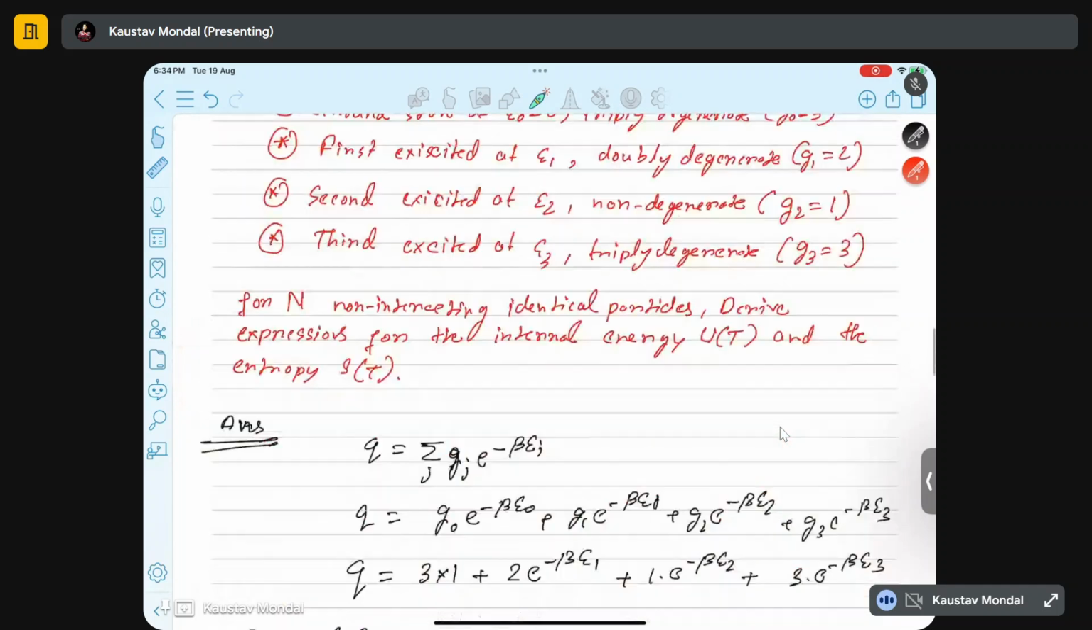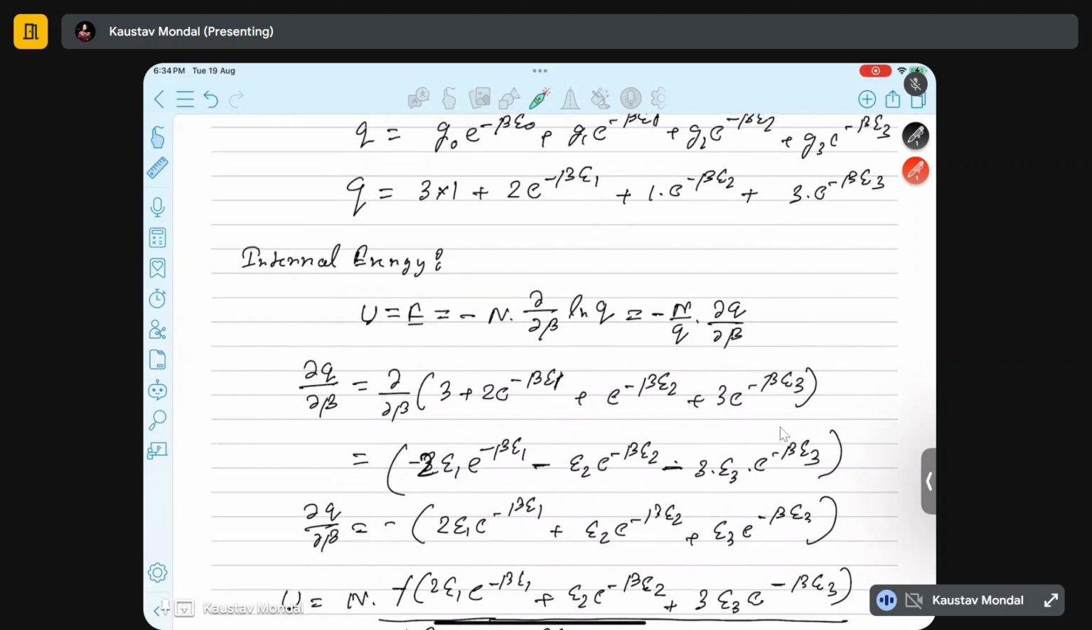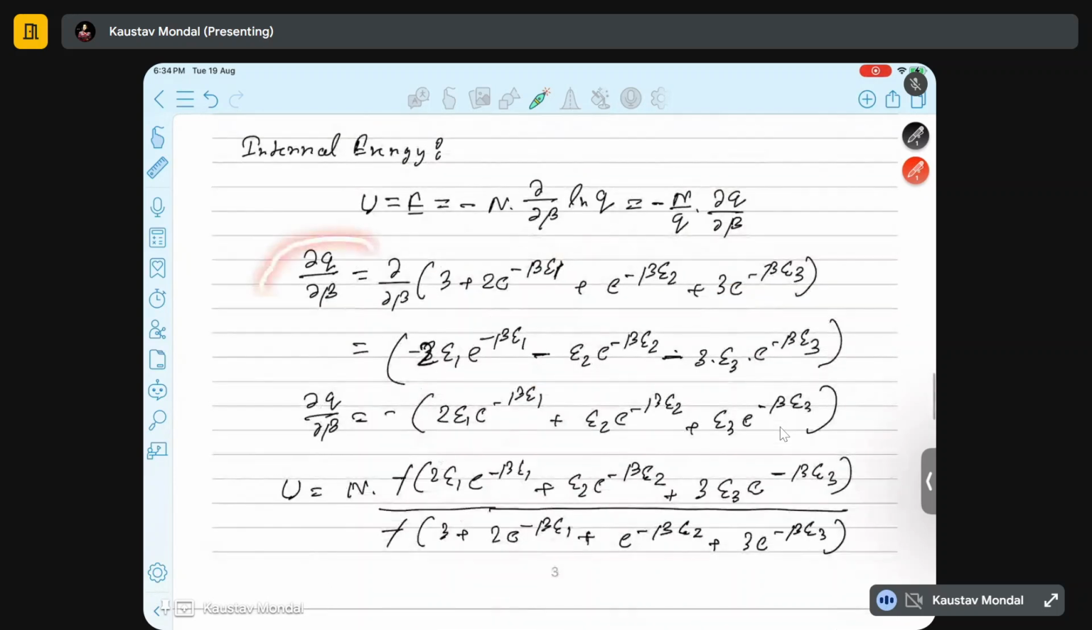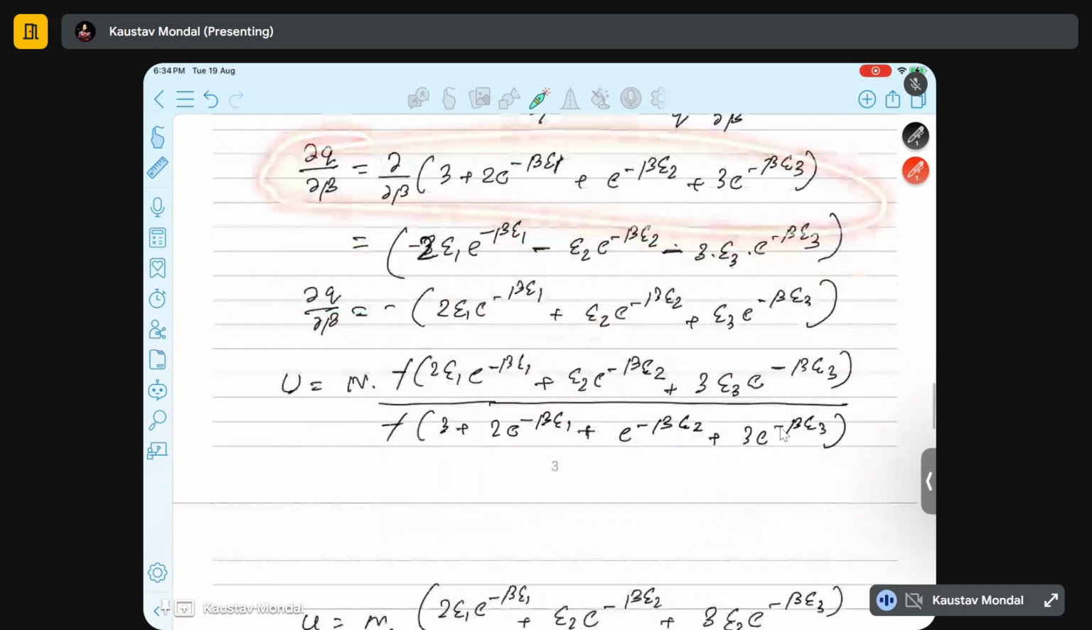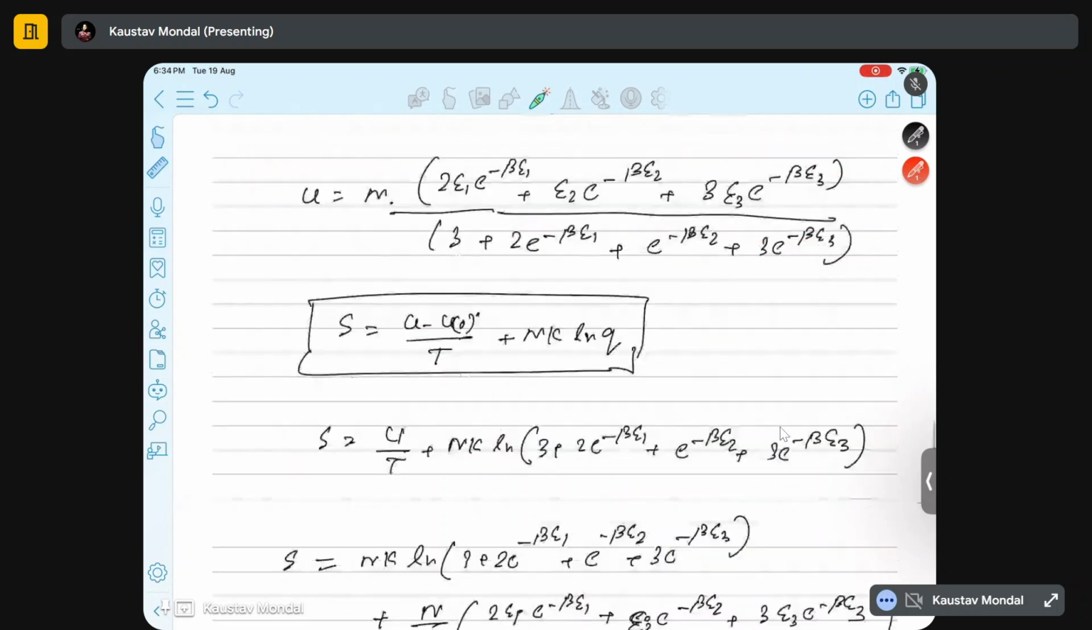According to the rule, we first calculate the partition function of the system and got the expression of the partition function here. If we know the expression of the partition function, there is a formula which gives us the expression of the internal energy from the partition function. So we have taken the derivative of the partition function with respect to beta, and from there we got this expression of the internal energy. After calculating the internal energy, our next task is calculating the entropy. This is basically how the entropy is related to the internal energy and the partition function of the system.